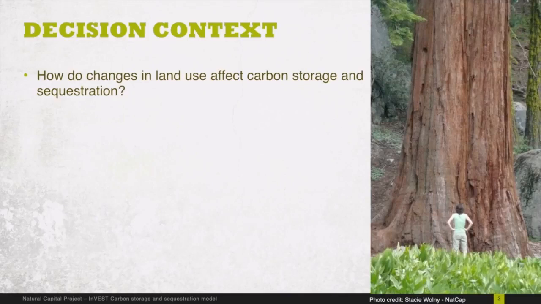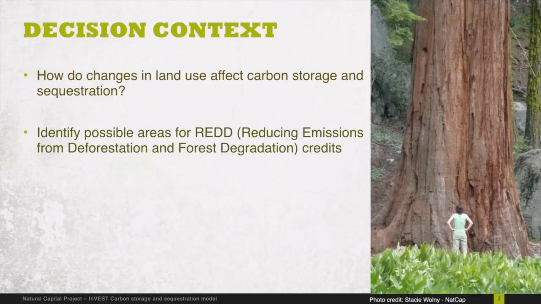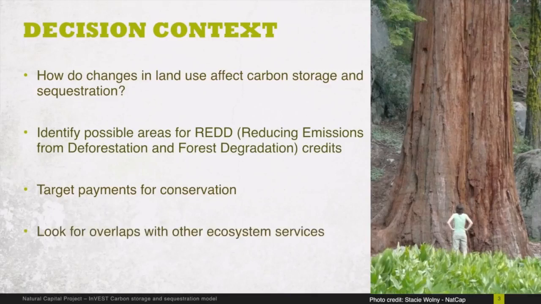Some of the specific decision contexts this model can be useful for include identifying possible areas for REDD credits. Places with high values of carbon storage now, or the possibility of high sequestration rates in the future, may be eligible for REDD credits. Targeting payments for conservation: if a landowner has high levels of carbon storage on their land, they may receive a payment in exchange for not developing that area. And looking for overlaps with other ecosystem services. Often, areas with high carbon storage correspond with areas of high biodiversity, watershed services, and other ecosystem services that might be of interest.